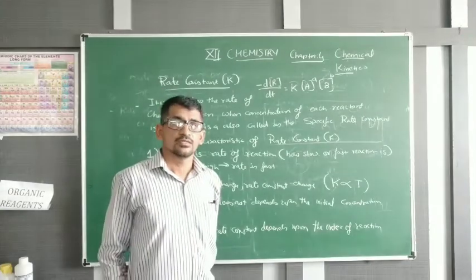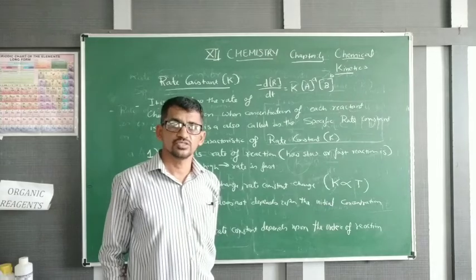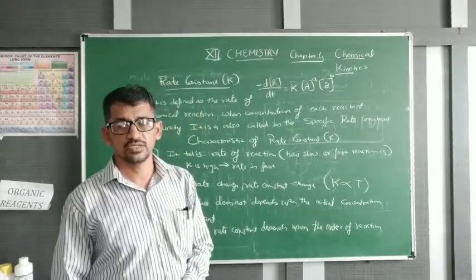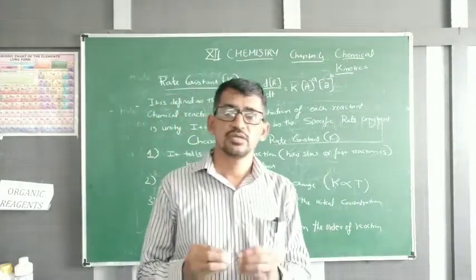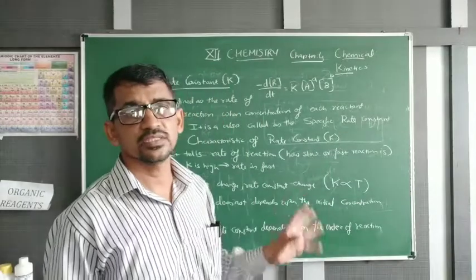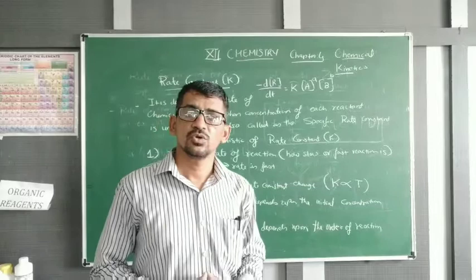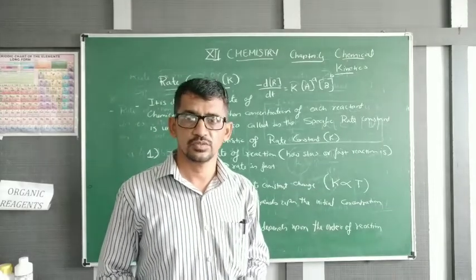In the next lecture we will discuss the order of reaction, meaning zero order and first order, how to find them, and the differential rate equation related to zero order and first order. That is very, very important in chemical kinetics. So next time we will discuss zero order and its differential rate equation, and first order.